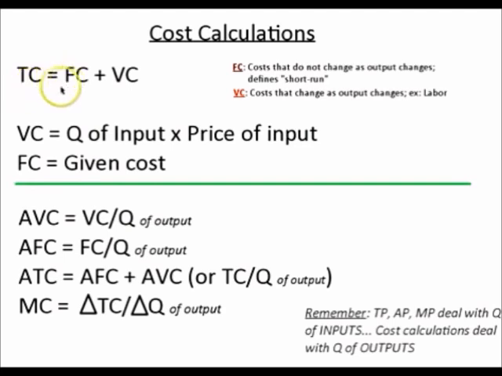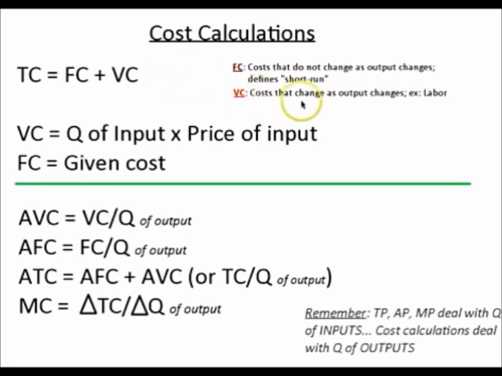All right, now that you have these things written down, real quick overview here. Total cost equals fixed cost plus variable cost. Fixed costs do not change as output changes. And later we'll see how the short run is defined as the existence of fixed costs. The long run, there are no fixed costs. So we'll elaborate on that a little bit later.